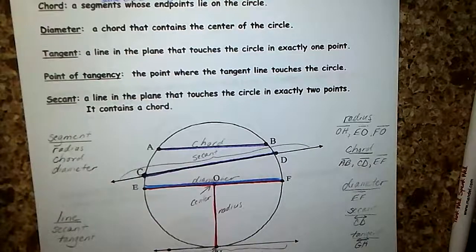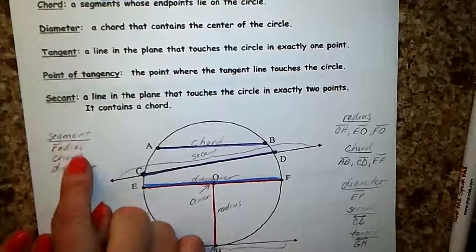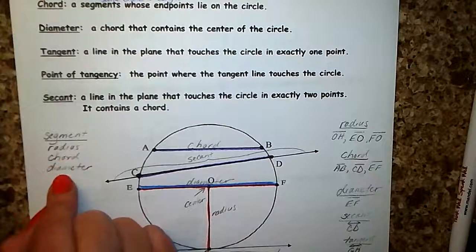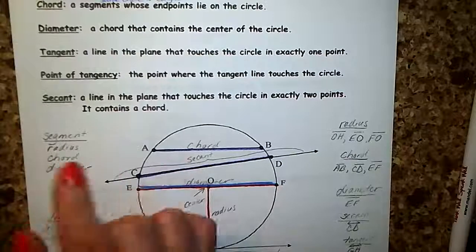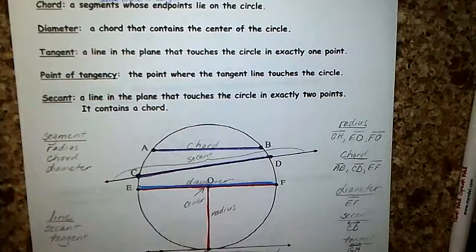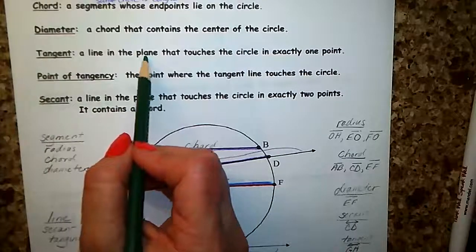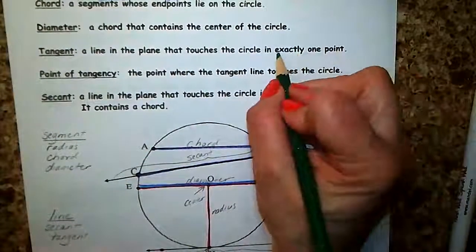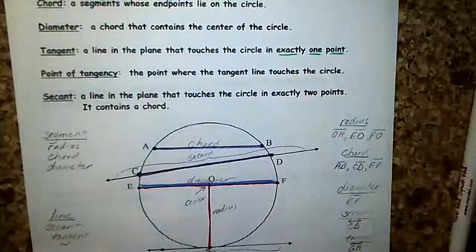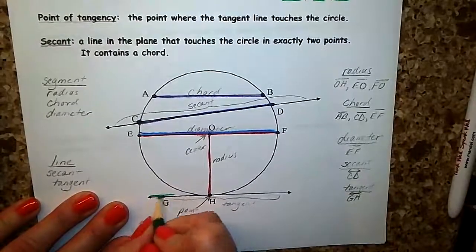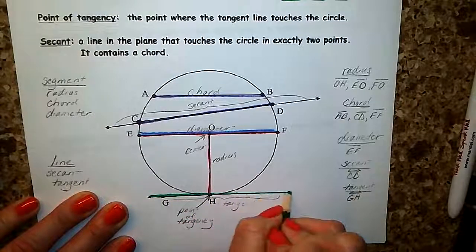Okay, so we have to understand that we have several different types of segments within a circle. A radius is a segment, a chord is a segment, and also a diameter is a segment. All right, that's going to take us into our next concepts that involve lines. So if you take a look, a tangent is a line. It's a line in a plane that touches a circle in exactly one point. So it's actually going to be a line that skims along the outside of the circle because it's only going to touch the circle at one point right there.